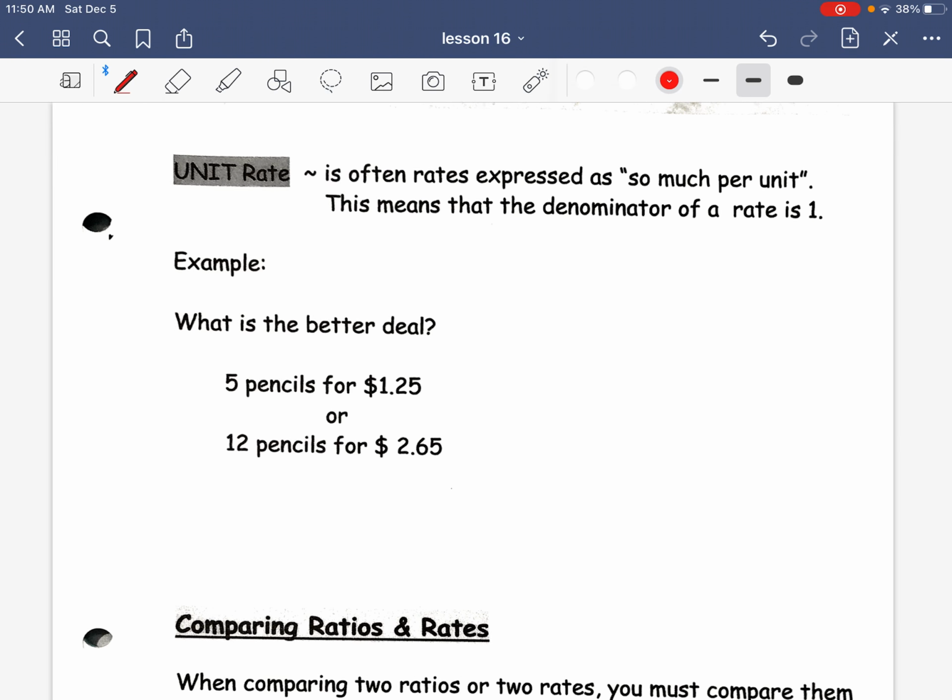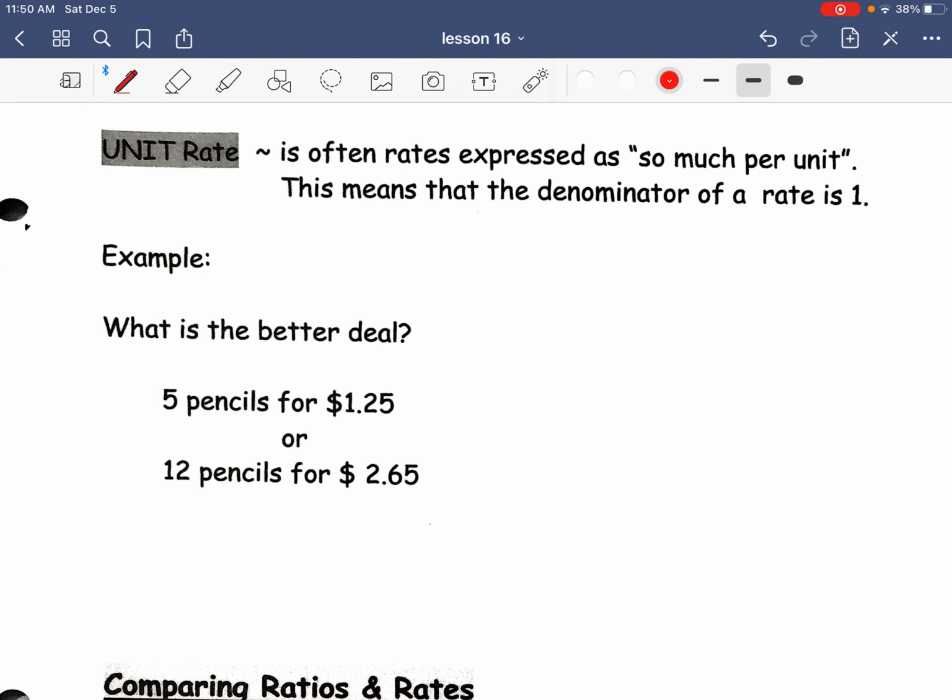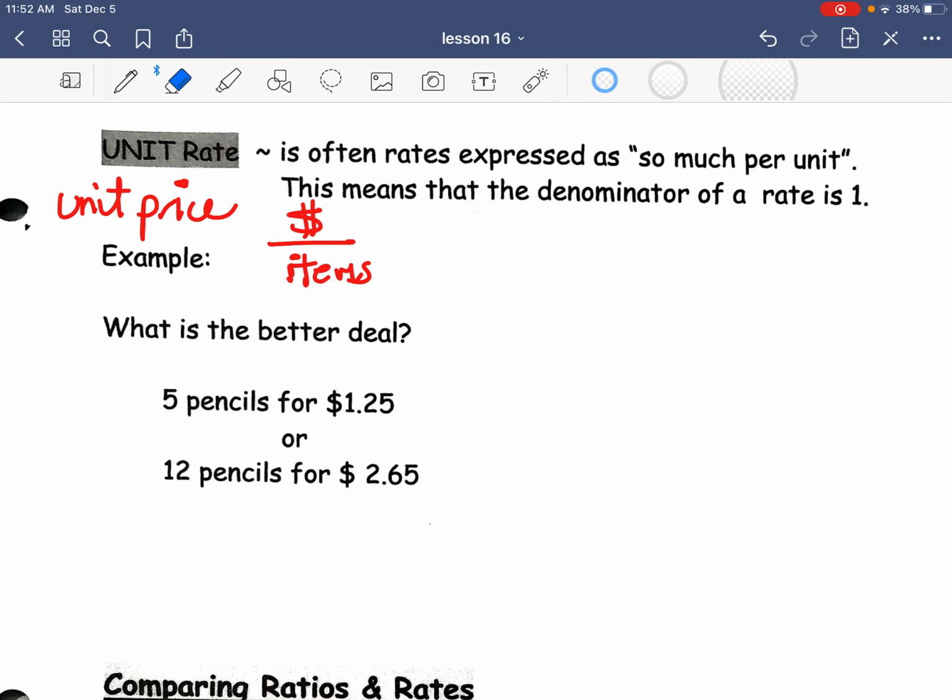On the second page of your notes, unit rate. Last year, you guys really focused on unit price, and that was easy because in that case, you were always dividing money over whatever your item was. I do have a little trick because it's not always going to be money. So last year when you did this, to find out which one is the better deal, you would want to know how much money per one item.